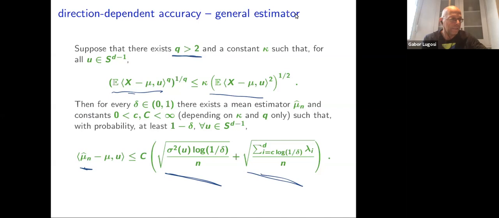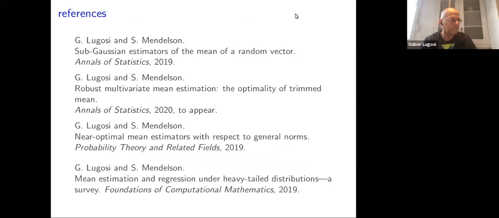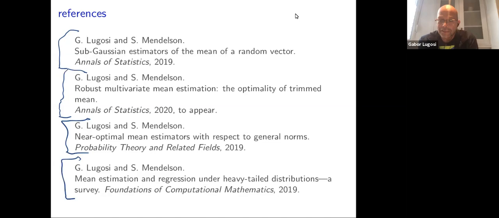And here are just some references for the papers that I mentioned. This is the median of means tournament paper. This is the trimmed mean paper. This third one, I didn't talk about. Instead of the Euclidean norm, you can ask what happens if you want to use some other norm as a measure of accuracy, and one can also construct optimal sub-Gaussian estimators in that sense. Of course, it has to be understood what sub-Gaussian means under different norms. And this is that survey that Sasha mentioned at the beginning. So that's all I wanted to say.